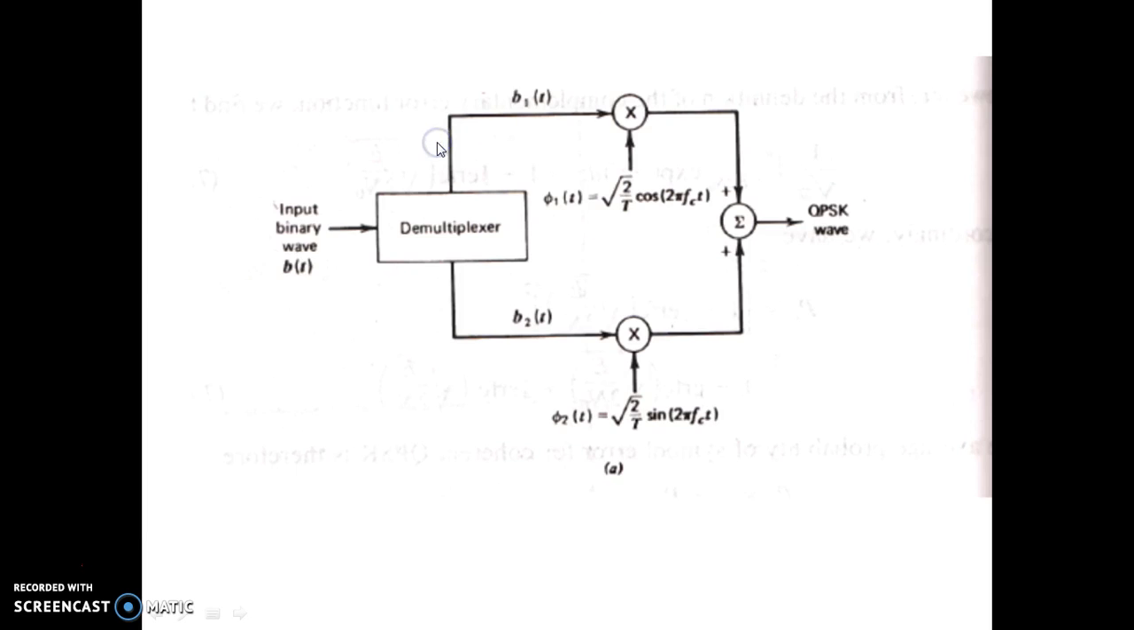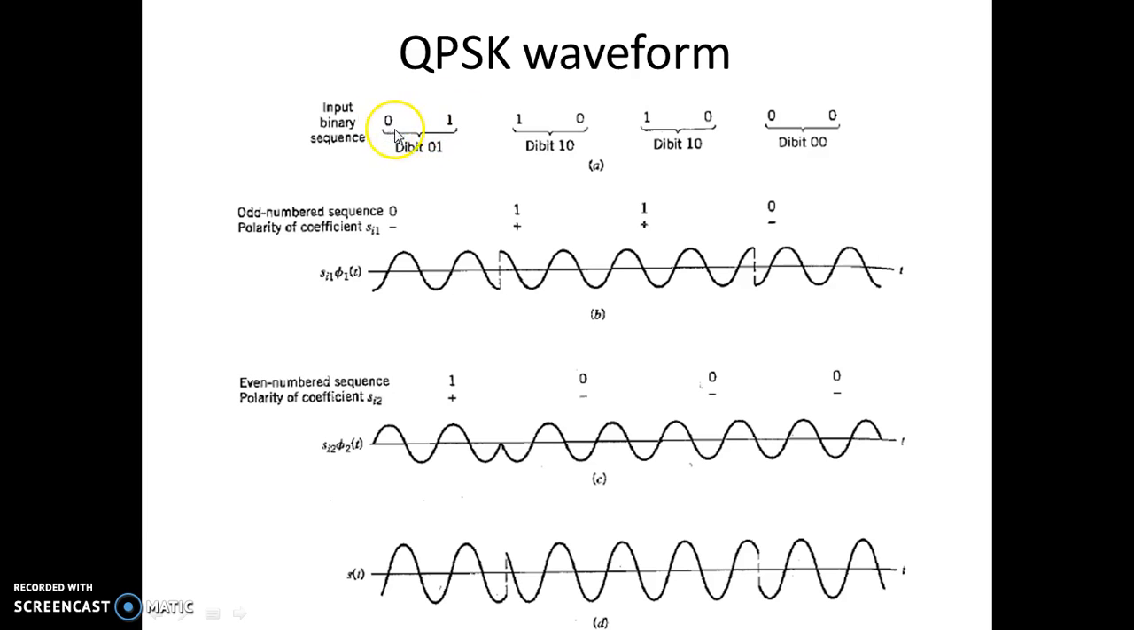How to draw the QPSK waveform? In order to draw the QPSK waveform, we need to split the incoming input binary sequence into odd and even sequences. So here the first 0, 1, 1 and 0, they are the odd sequence. Here 1, 0, 0, 0, they stand for the even numbered sequences.